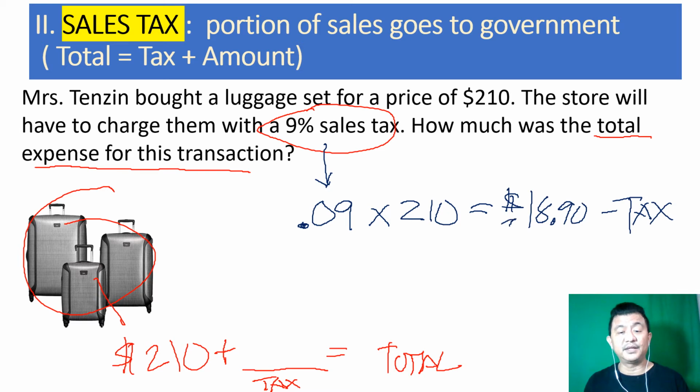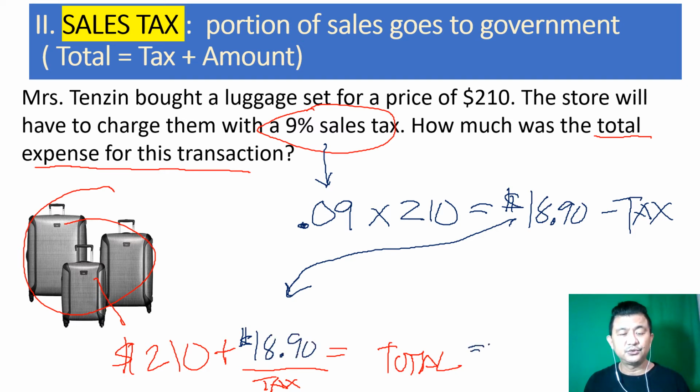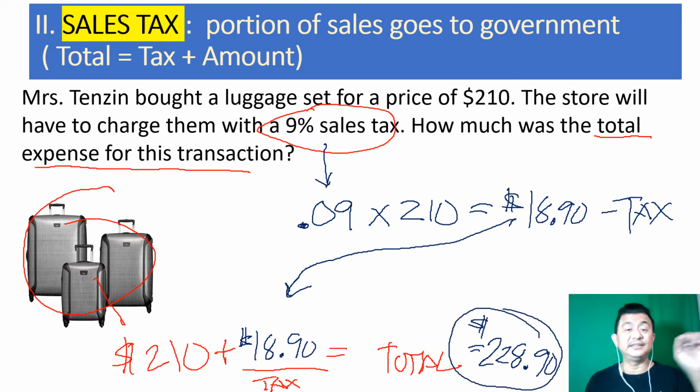So let's plug it in. 210 plus the tax of 18.90. Our total will be 228.90. So that's the total, including the tax. So think of tax as something to be added at the end of your computation.